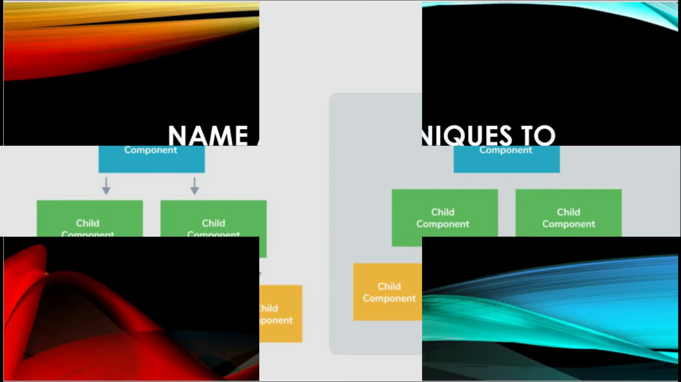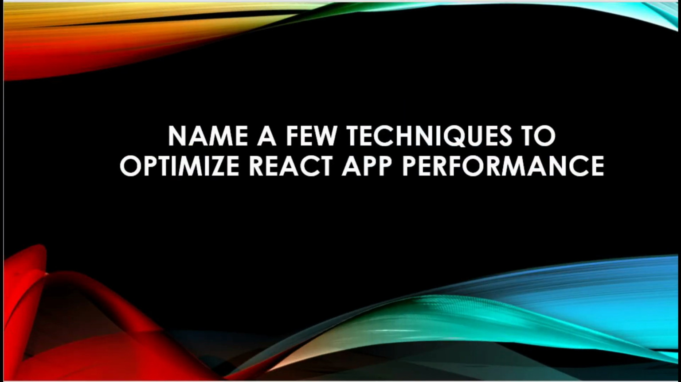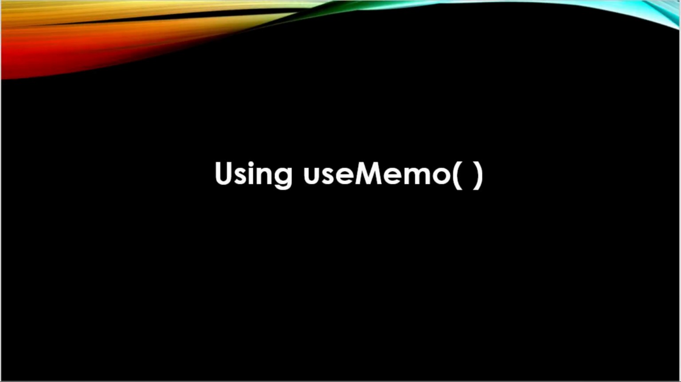Name a few techniques to optimize React application performance. There are many ways through which one can optimize the performance of the React app. Let's have a look at some of them. Using useMemo. It is a React hook that is used for caching CPU expensive functions. Sometimes in a React app, a CPU expensive function gets called repeatedly due to re-render of the component, which can lead to slow rendering. The useMemo hook can be used to cache such functions.